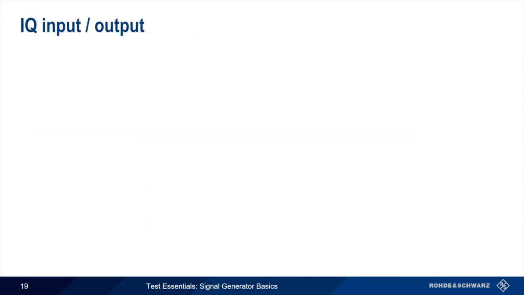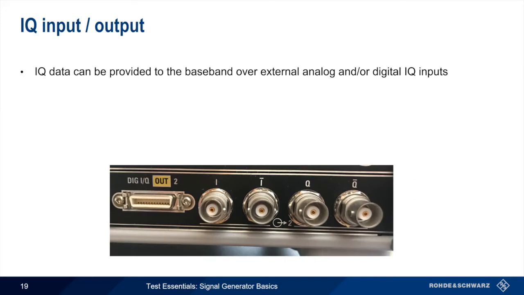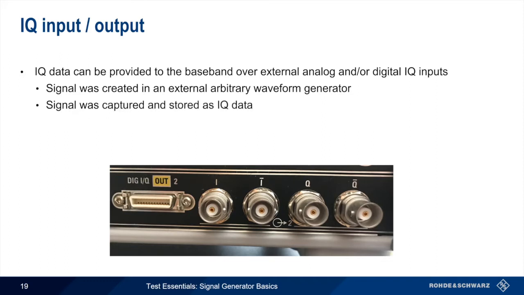Internal or external generation of ARB files is, by far, the most common way that vector signal generators are used, but IQ data can also be provided to vector signal generators over external analog and/or digital IQ inputs. This external input is used, for example, when the signal is created in an external baseband arbitrary waveform generator. Another common example of where external IQ input is used is the case in which RF signals have been captured and/or stored as IQ data, and these values are then streamed to the vector signal generator in order to recreate or play back the captured signal.